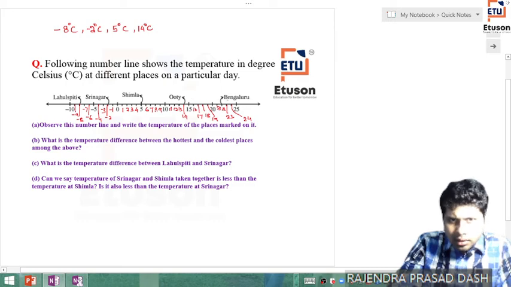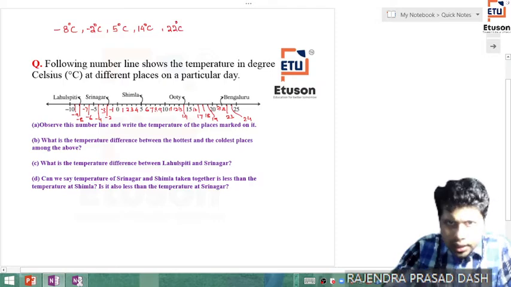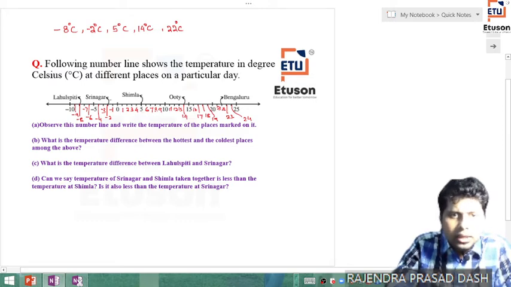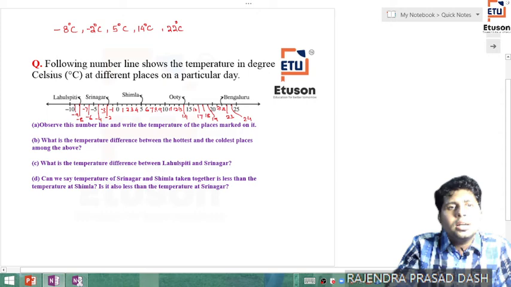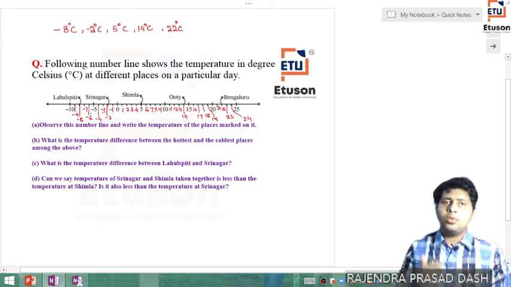Next comes Bengaluru. Bengaluru is 22 degrees Celsius, right? So let's check. This is Bengaluru 22 degrees Celsius, Ooty 14 degrees Celsius, Simla 5 degrees Celsius, Srinagar minus 2 degrees Celsius. Lahul Spiti is minus 8 degrees Celsius. So everything we have written, whatever we are required.